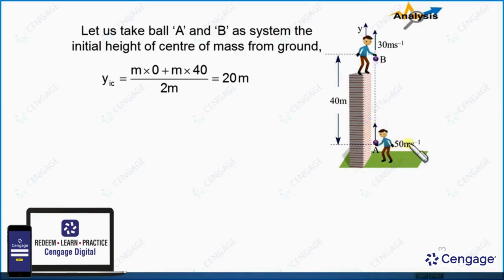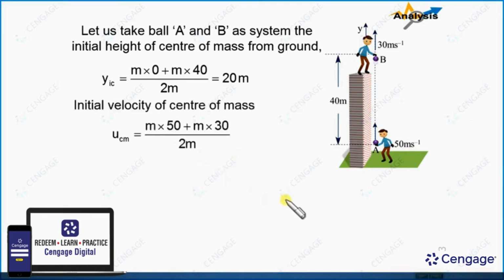The initial velocity of this ball is 50 meter per second in the upward direction, and this is 30 meter per second, also in the upward direction. Let us consider the upward direction as positive, so we can write U CM equal to m multiplied by 50 plus m multiplied by 30 divided by m plus m. This will be the initial velocity of the center of mass.